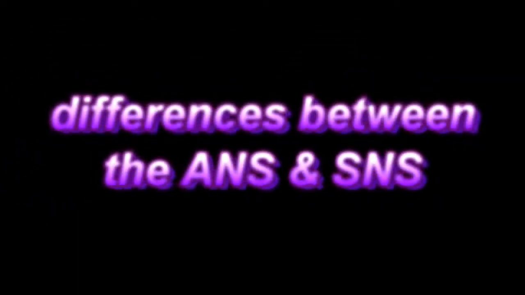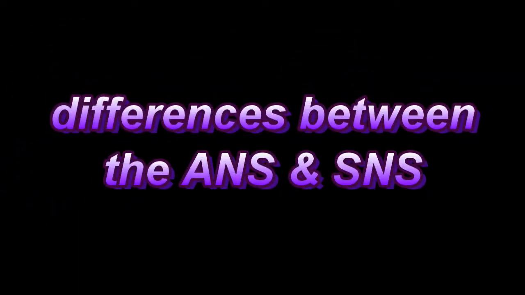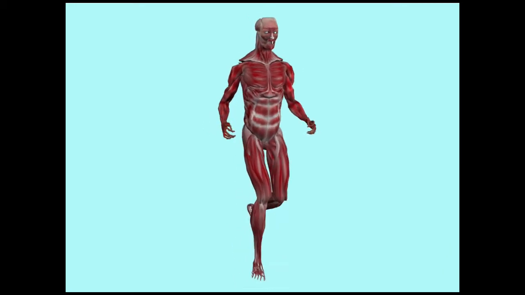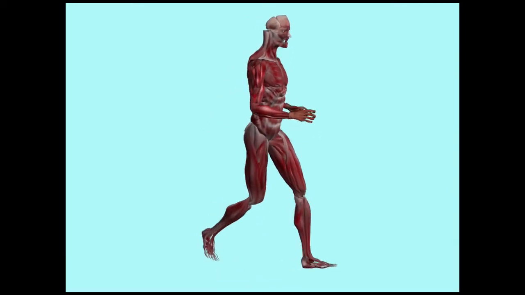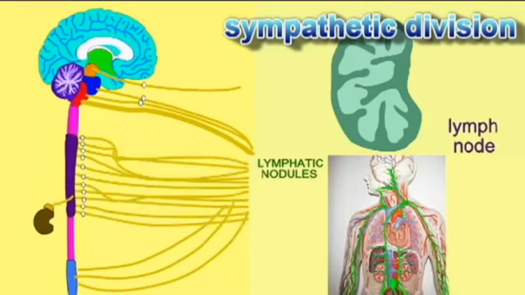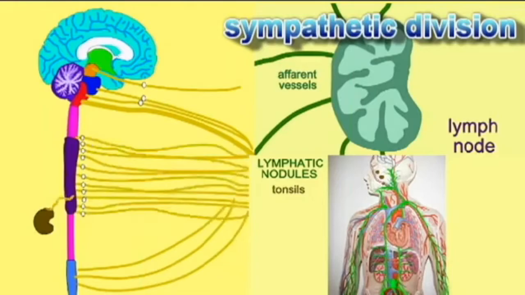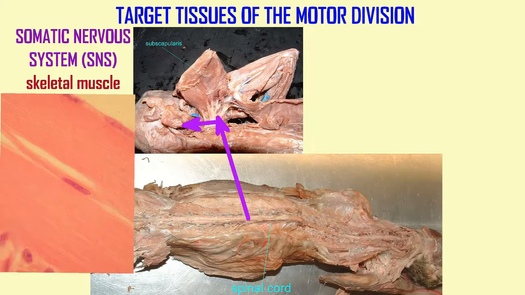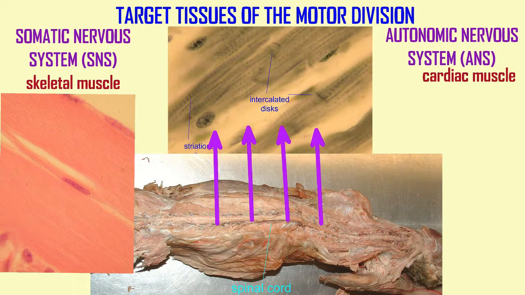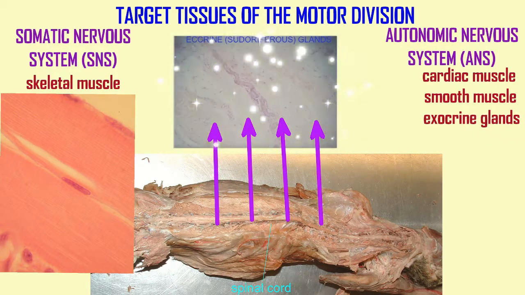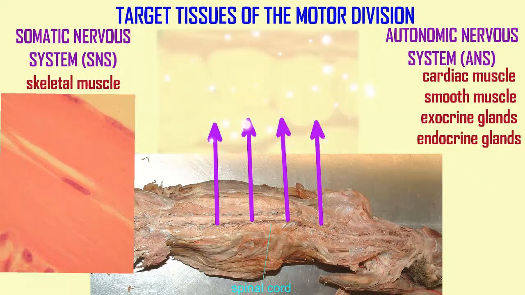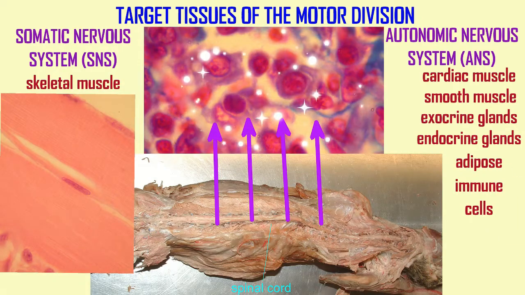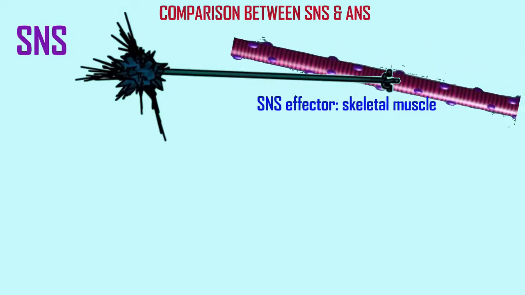Your central nervous system sends commands to your body through what's known as the motor division. The somatic nervous system is the branch of the motor division which gives command to skeletal muscle, while the autonomic nervous system is the branch of the motor division which gives commands to everything else: cardiac muscle, smooth muscle, exocrine glands, endocrine glands, even adipose and immune cells.